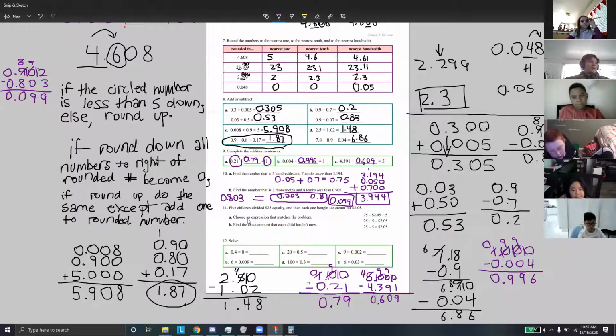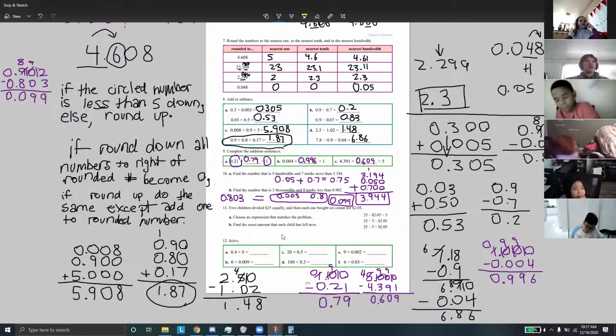Okay. 5 children divided $25 equally, and then each one bought ice cream for $2.05. So choose an expression that matches the problem. Find the exact amount that each child has now. Okay, so we're trying to find an expression for how much each child has now.